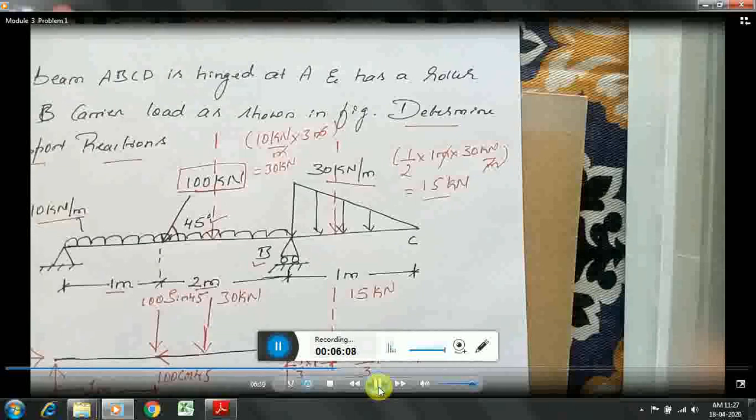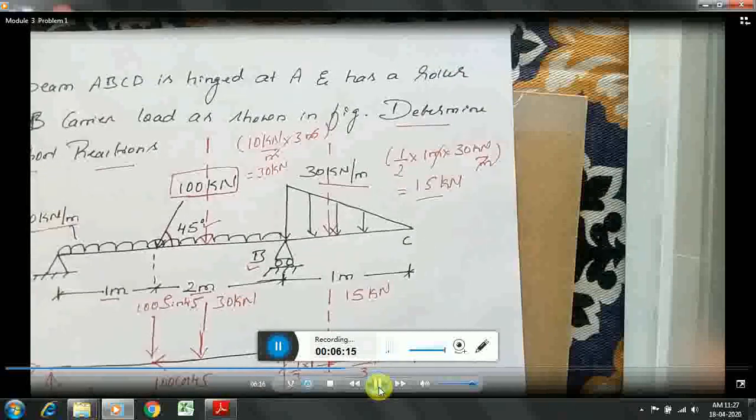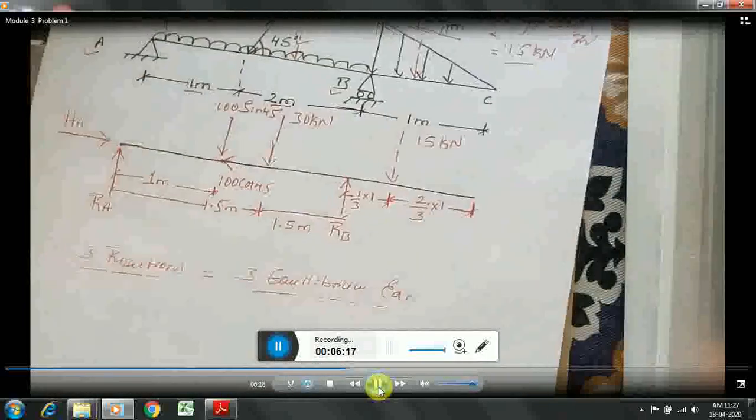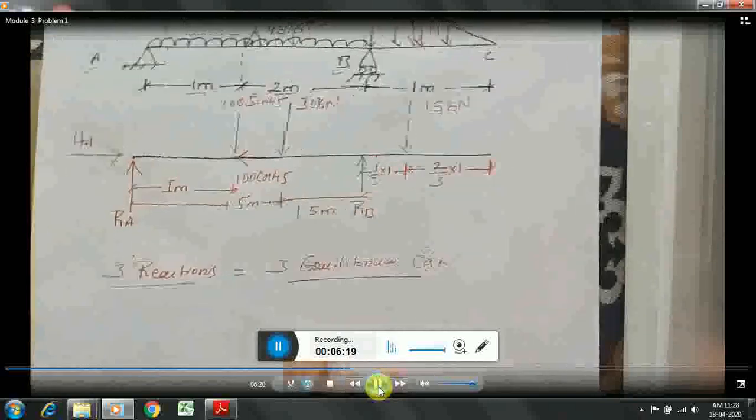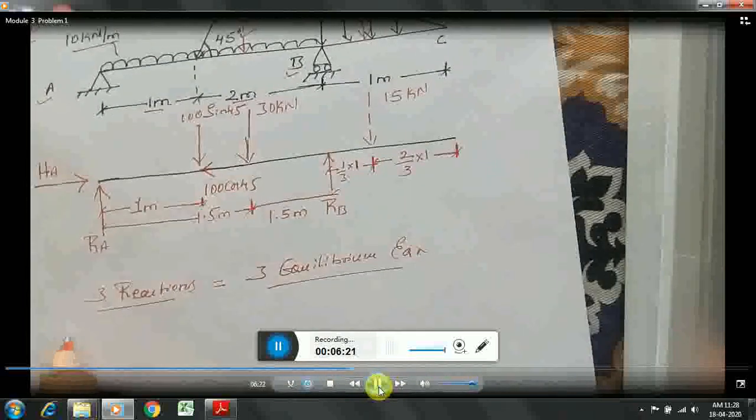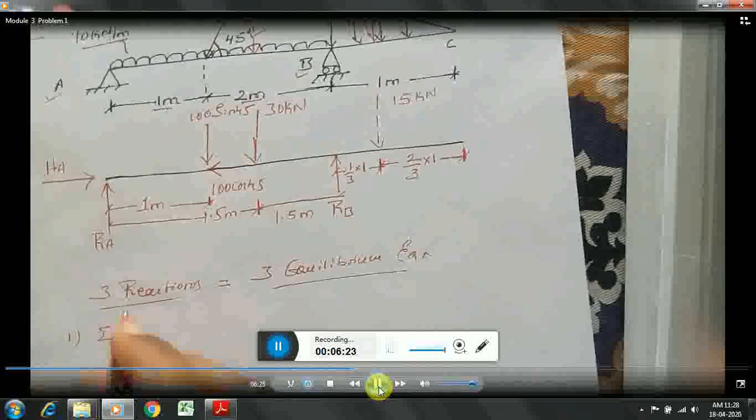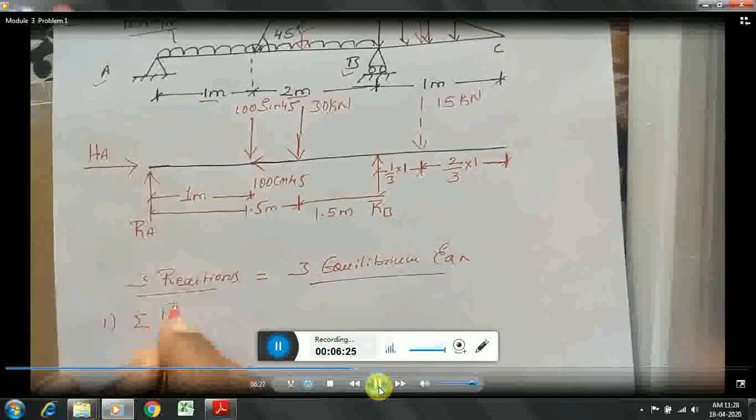Once we do this, we can apply the equilibrium conditions to get the solution. There are basically three equilibrium equations. One is summation Fx is equal to 0.